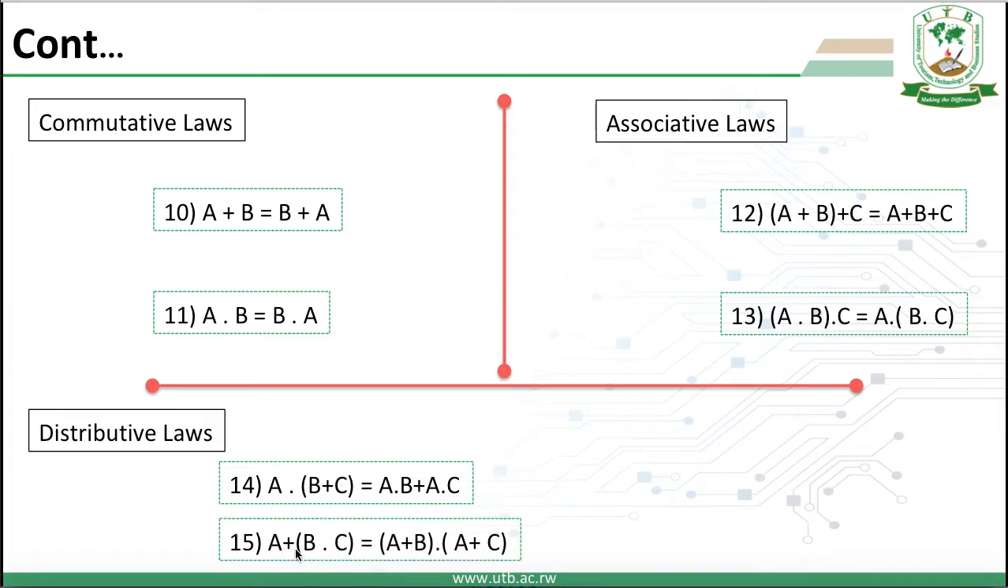Another one is (a plus b) times c. So we can multiply c with a and b, and we can say here (a plus b) times (a plus c). This is a distributive law. We see how it can happen. This is another law: we can say a plus bc equals (a plus b) dot (a plus c). You will see how to derive this in an exercise.